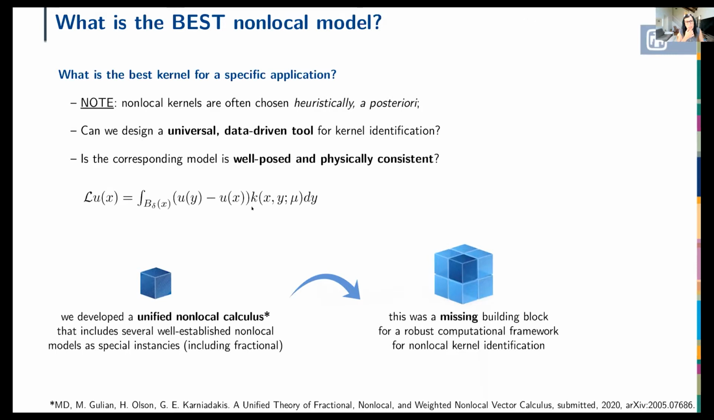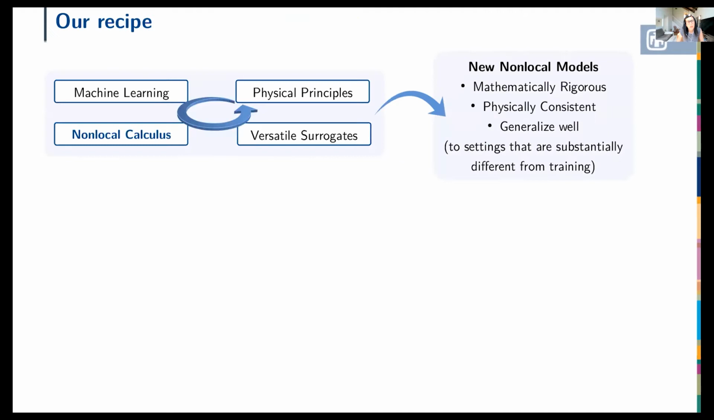And we believe that one of the missing ingredients for a robust computational framework for non-local kernel identification is integral theory, is to add some non-local calculus theory to the machine learning technique. So this is our recipe. Of course, especially in this context, I don't need to advertise the combination of machine learning and physical principles or physical laws, but what we want to add in the picture is the non-local calculus for this specific type of operators. And the result is gonna be a new non-local model that is mathematically rigorous, and by this I simply mean solvable or well-posed, physically consistent, but also that generalizes well to settings that are substantially different from the training.